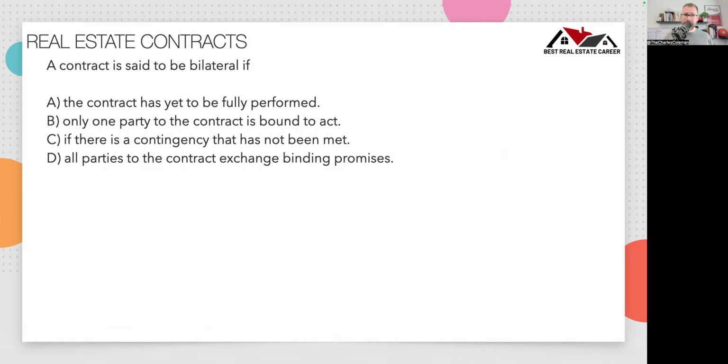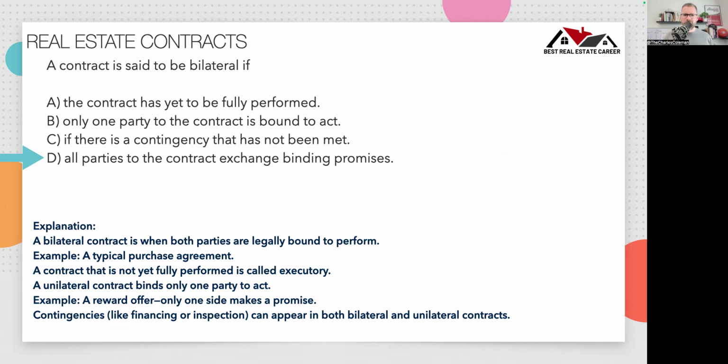A contract is said to be bilateral if all parties to the contract exchange binding promises. A bilateral contract is when both parties are legally bound to perform. Example, a typical purchase agreement.